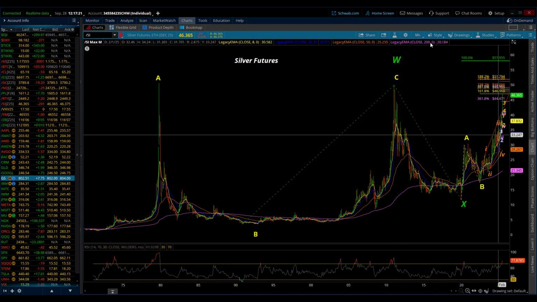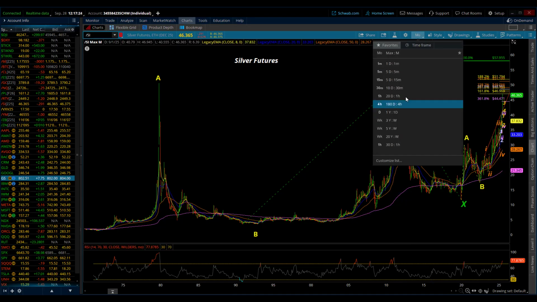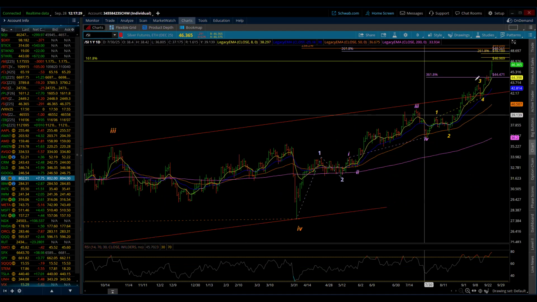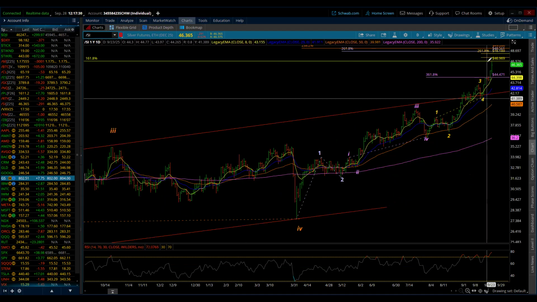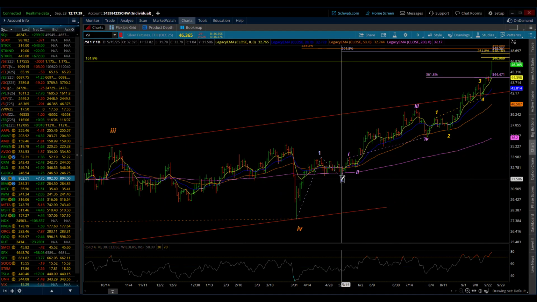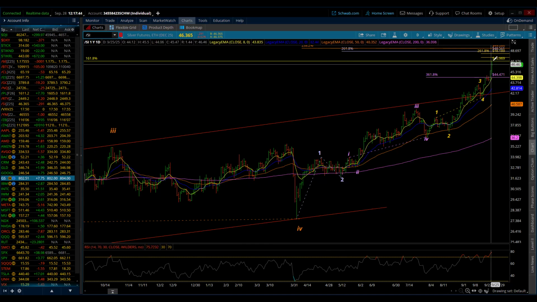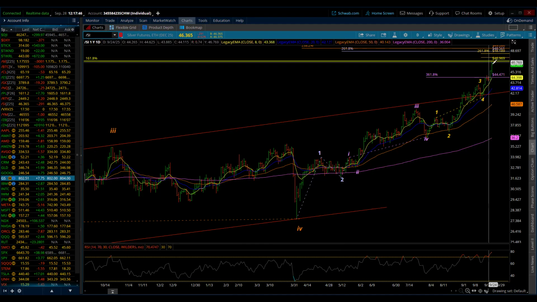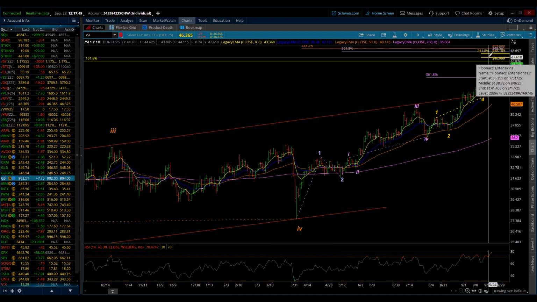And boy, we were surging last week. So let's dive into that one. Here we have 1, 2, 3, 4. We're in the sub-minuette wave 5, and that's going to finish the minuette wave 5, and in turn, the minute wave 3. So again, I believe we can get up above 46, but I have additional resistance for sub-minuette wave 5 at 47.60, and then again at 48.20.